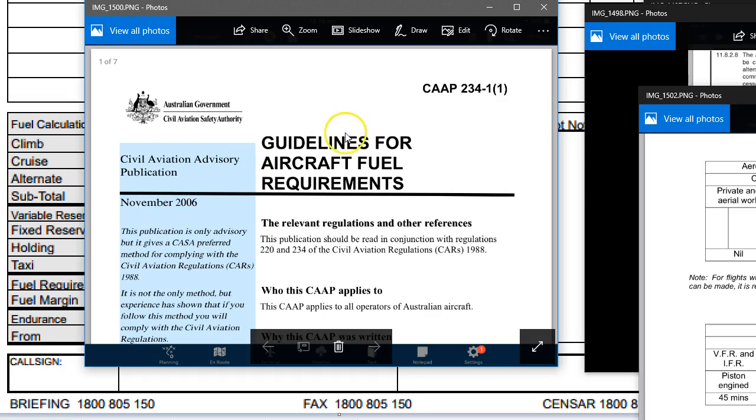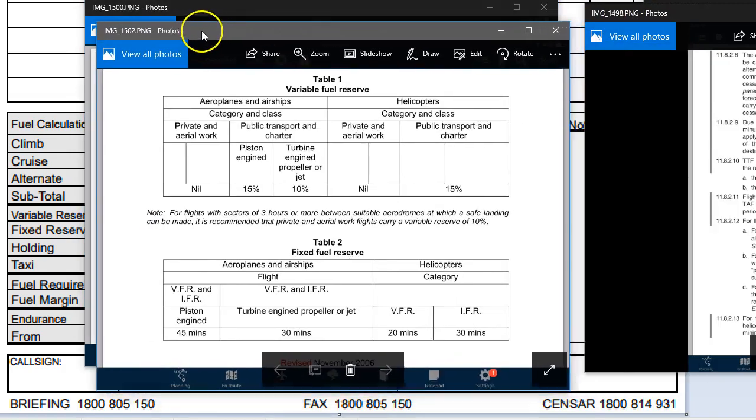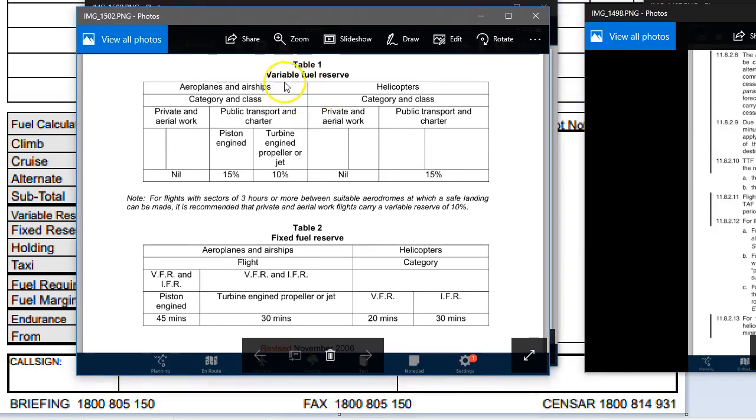Guidelines for aircraft fuel requirements, okay? Now, it's really quick if you use your electronic flight book to find this stuff, because you can just search for it. Now, the bit that we're interested in here is this. They've got a table, and you should take a screenshot of this right now. This is something you're going to need. Okay, so they've got a table for variable fuel reserves and fixed fuel reserves.